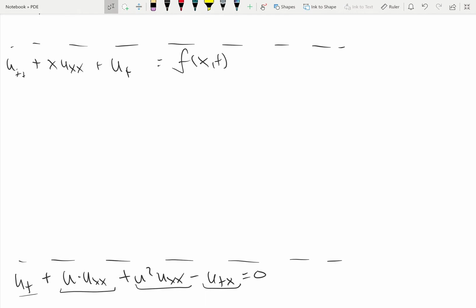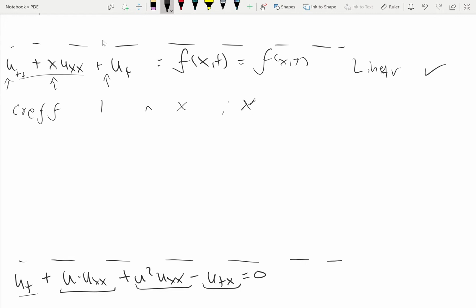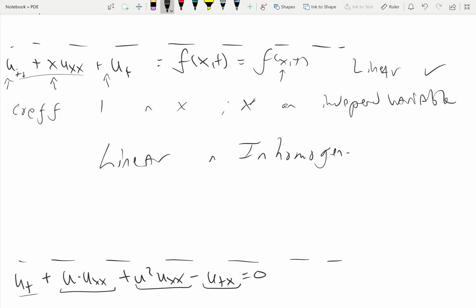The next example is u of t plus ux of x plus ut equals f of xt. Now the right hand side is equal to f of xt, so linear checks out on the right hand side. Now when we take a look at the left hand side, the coefficients are 1 here and here, and we also have an x coefficient here. And x is considered an independent variable on the right hand side, f of x of t. So this is a linear equation that is also, more precisely, inhomogeneous as well. So that's the correct answer. Now we go to the next one.